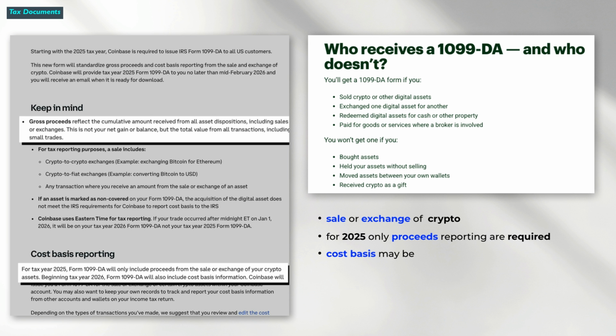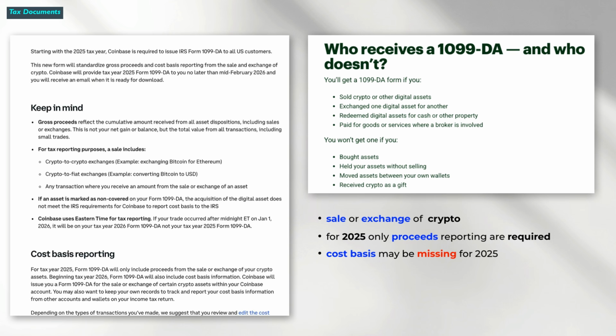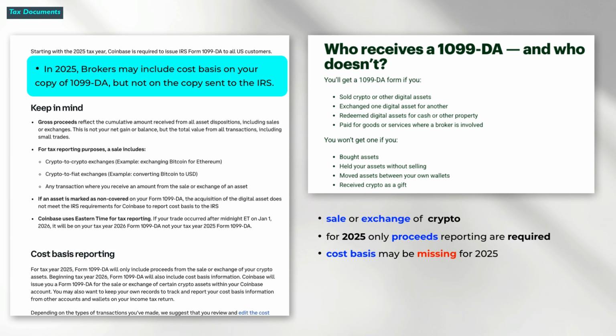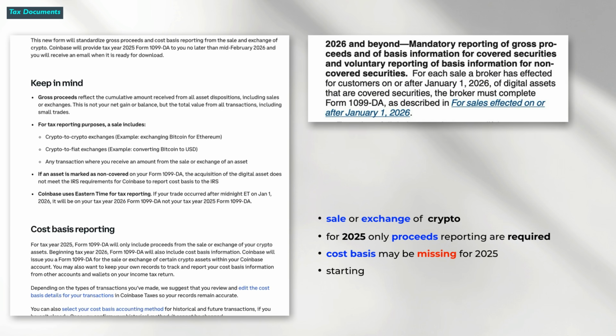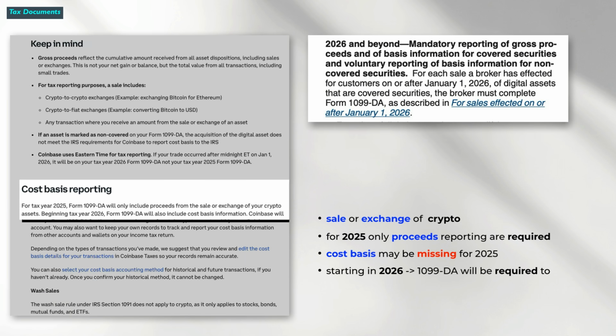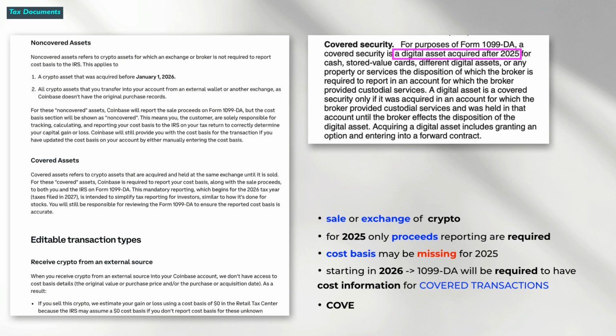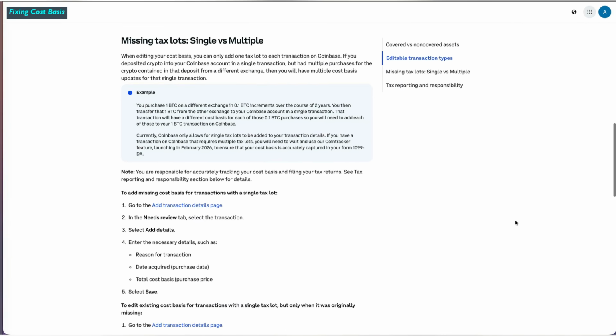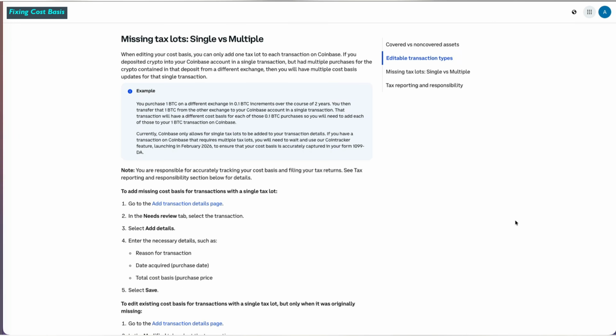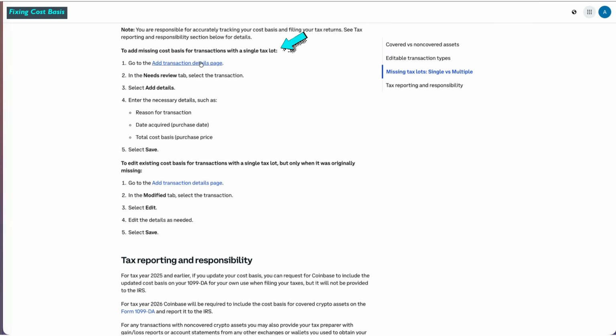Cost basis information may be missing from your 1099-DA for 2025, although many exchanges may include that information if available. Starting in 2026, the 1099-DA is required to include cost basis information for covered transactions, meaning anything that took place after January 2025. If your 1099-DA does not include cost basis, you must provide it yourself. You can select the option to edit cost basis details for your transactions.